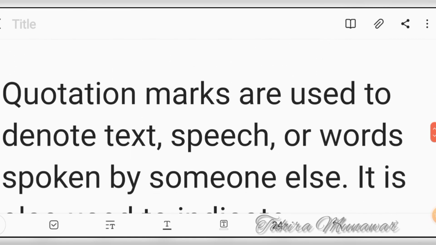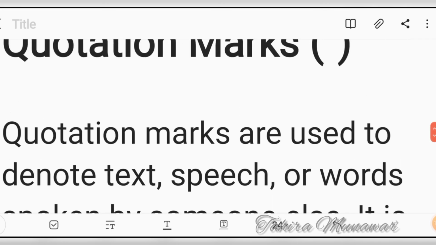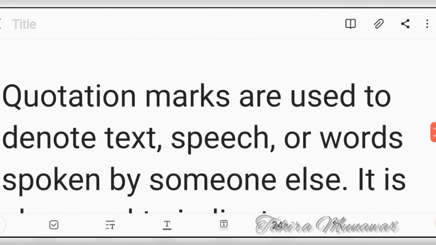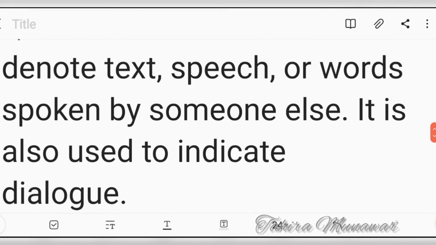Now coming to the quotation marks. Quotation marks are used to denote text, speech, or words spoken by someone else. It is also used to indicate dialogue. When you are writing a dialogue and you are suggesting that a certain character is speaking, you separate the speech of different characters by using these inverted commas or these quotation marks. The quotation marks are used to tell that these are the exact words of a certain character.